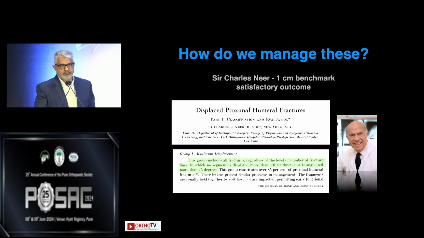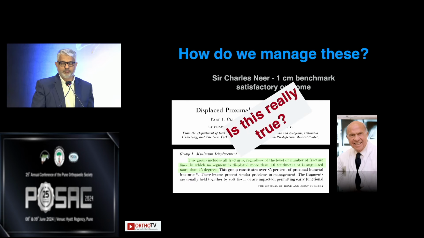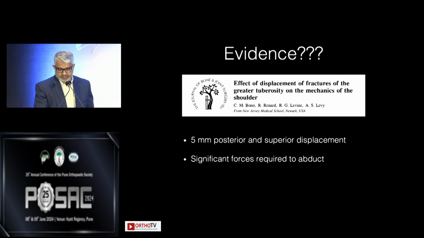Conventionally, if you look at the management of GT fractures, the old benchmark of 1 centimeter, which is described by Neer. Is this really true? How many of us would accept a 1 centimeter displacement as a modality for conservative treatment? Data has shown that 5 millimeter posterior and superior displacement of the greater tuberosity brings about significant changes in biomechanics and causes alteration in shoulder function.